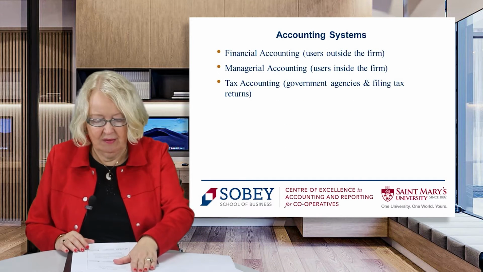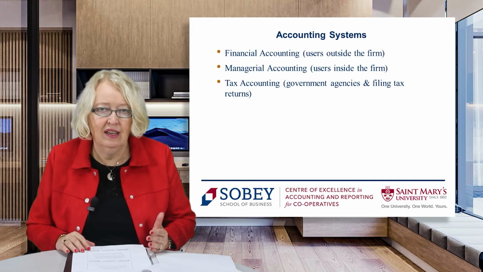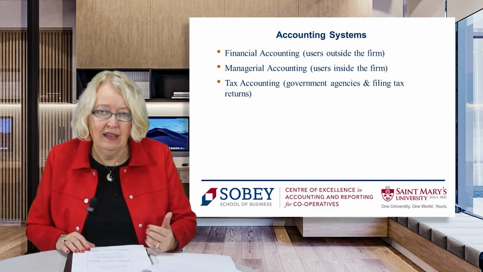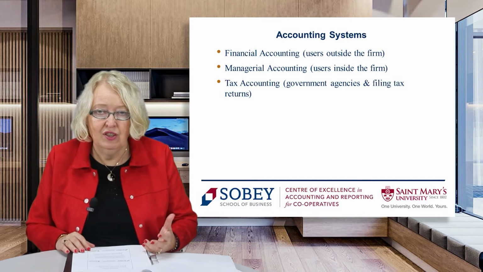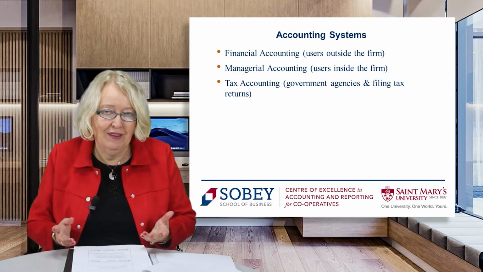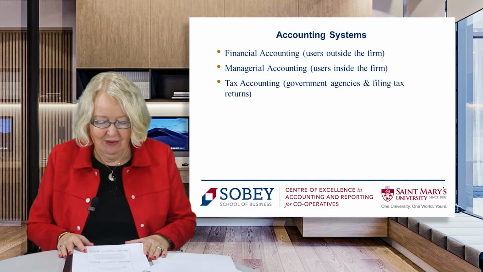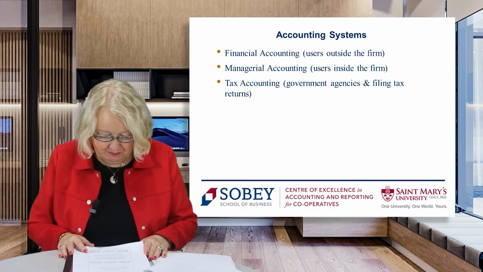Okay, so accounting systems. There's three types, as you are probably already aware. There's financial accounting, which is focused on providing financial statements to users outside the organization. There's managerial accounting, which focuses on users inside the organization. And the reports typically produced for managerial accounting would be budget versus actual reports. And then you're looking at your variances and trying to explain why things are up or down compared to budget. And finally, there's tax accounting. And of course, that's a whole subject area on its own.